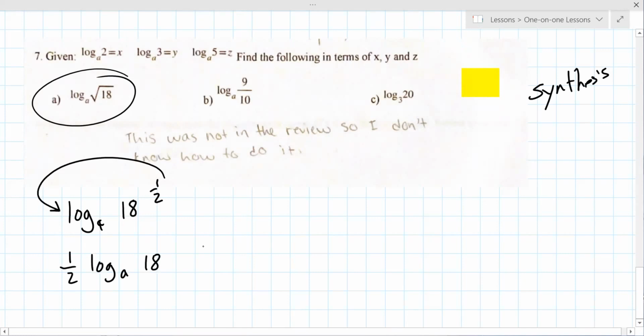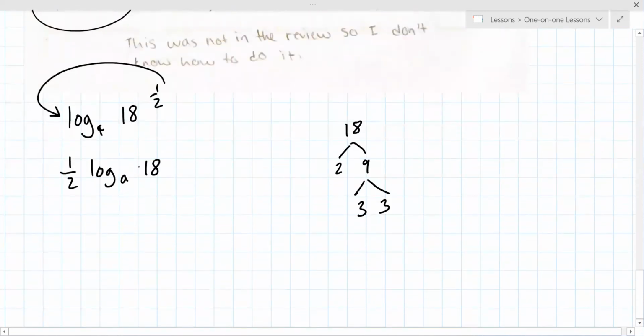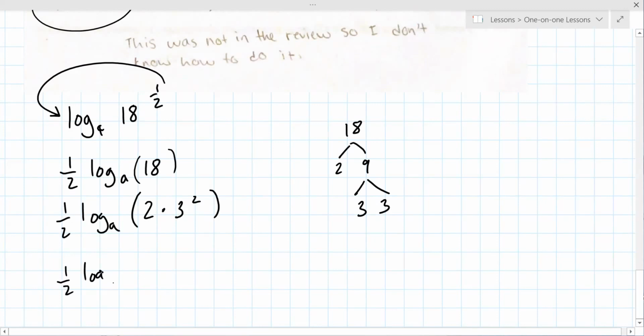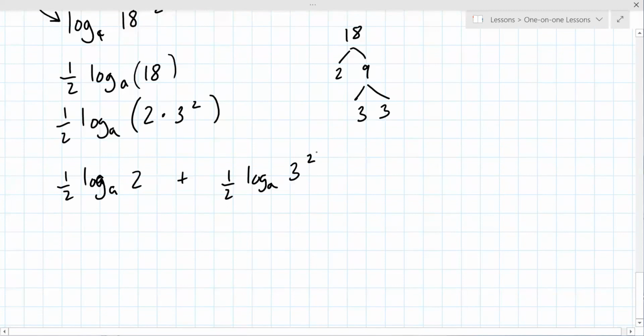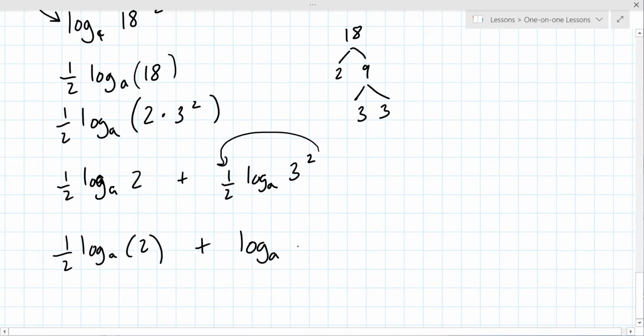Now, you are supposed to know that 18 breaks apart into 2 times 9, and 9 is 3 times 3. So 18 can become 2 times 3 squared. So that's 1/2 log base a of 2, and then we can separate this into plus 1/2 log base a of 3 squared. That's using a property from the previous problem. This 2 can come out in front, so it's 2 times 1/2. That becomes 1, so plus log base a of 3.